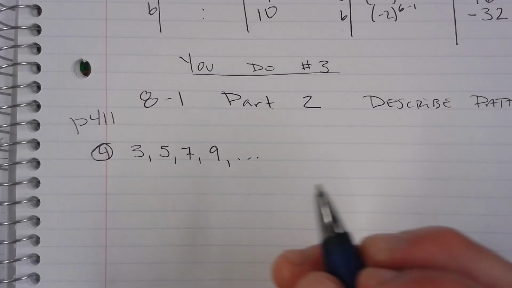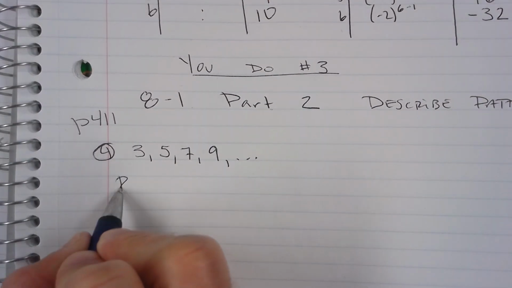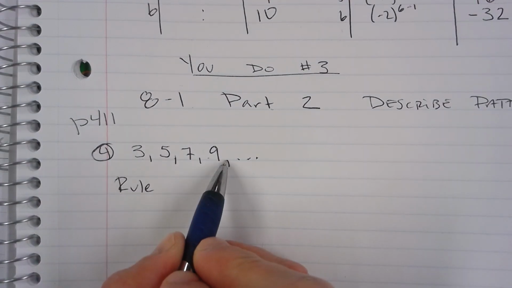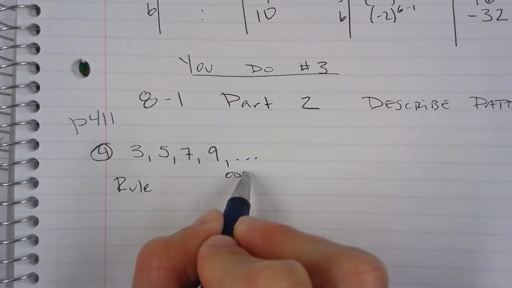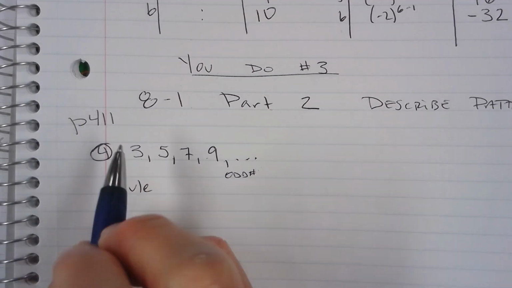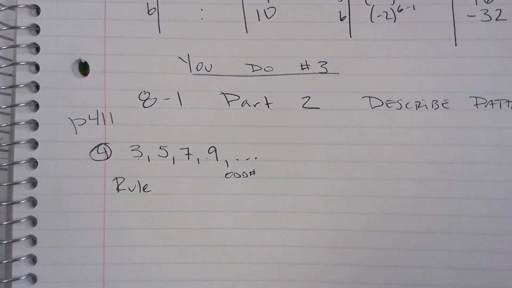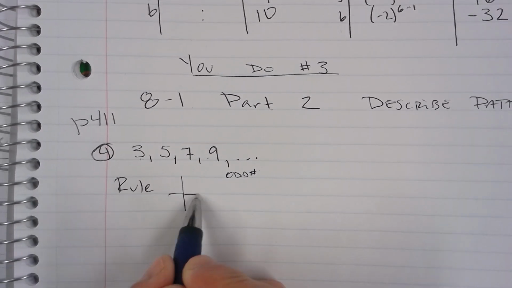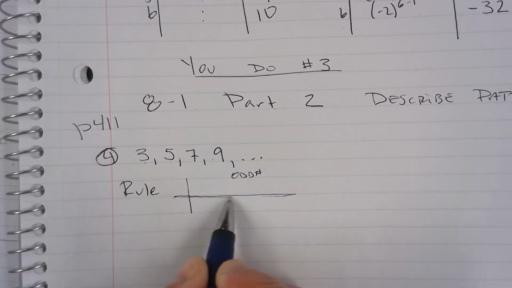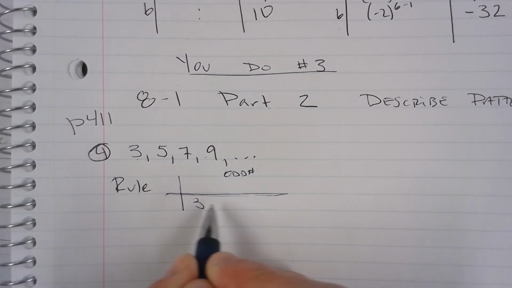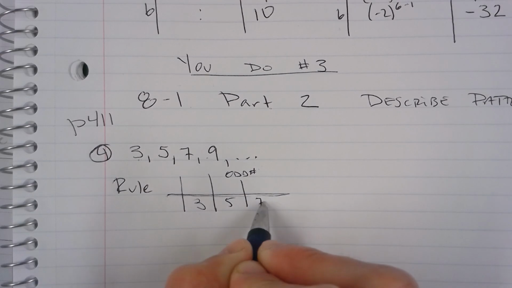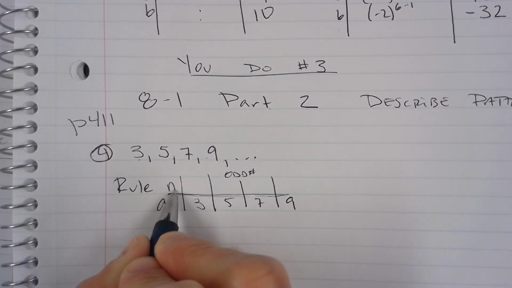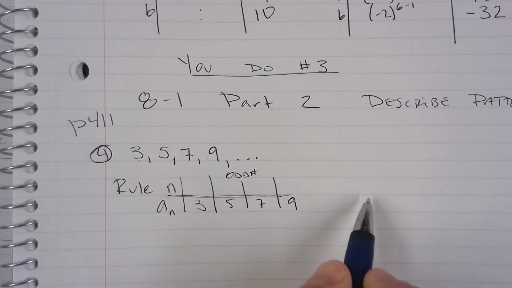Alright, so I actually want to start with the rule first. So describing the pattern, I can see these are odd numbers, right? We're starting with 3, not 1 for some reason, no idea. So let's see if we can come up with a rule. To do that, I try to stay organized. I make a sideways chart. I'm going to write 3, 5, 7, 9, okay, so this is my A sub n, okay, and then here's my n.